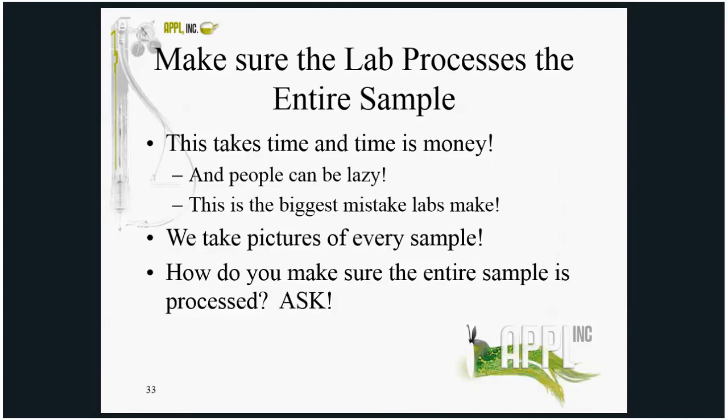You're going to get tired of hearing this, but it's so important. The most important part of multi-incremental sampling in the laboratory is to ensure that the entire sample is processed. This is the biggest mistake laboratories make. So you should probably ask your laboratory, how can they prove to you that the entire sample is processed?